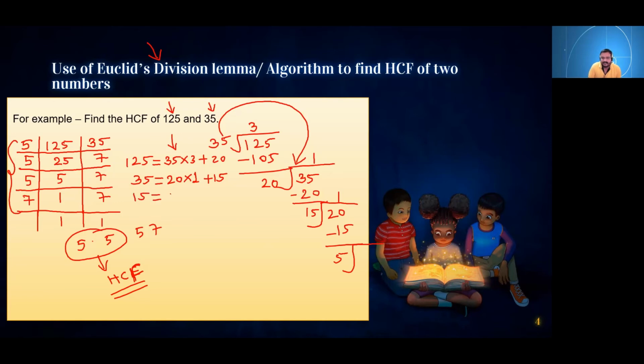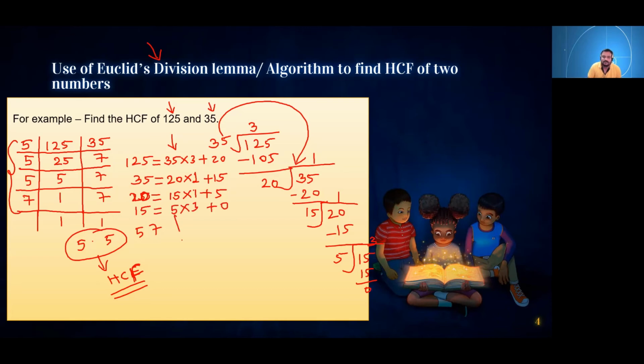Now, using Euclid's division lemma, we will write it: 20, sorry, not 15. 20 is what? It is 15 into 1 plus 5. Next, 15 will come here, it will become the new dividend. If we divide it, what will we get? 3 times 5 is 15. 0 is the remainder now. So 15 will be 5 into 3 plus 0.